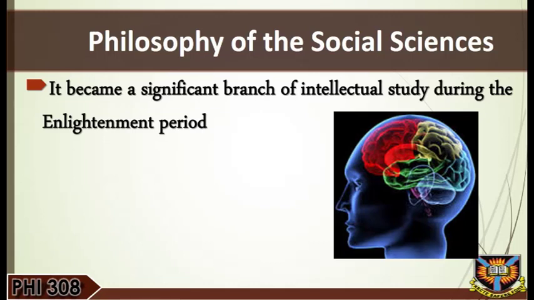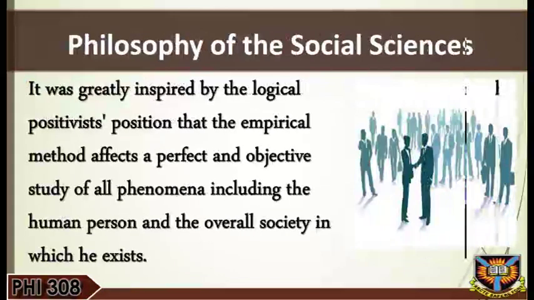Philosophy of the social sciences. The social sciences became a significant branch of intellectual study during the Enlightenment period. This is because it was an offshoot of the clamor for human interest and emancipation that characterized the new mode of thinking in the Enlightenment age.